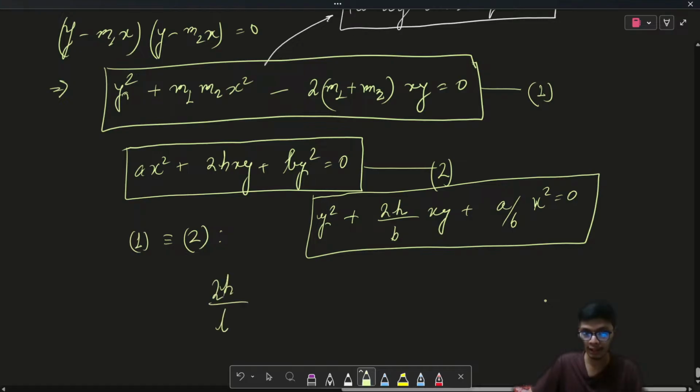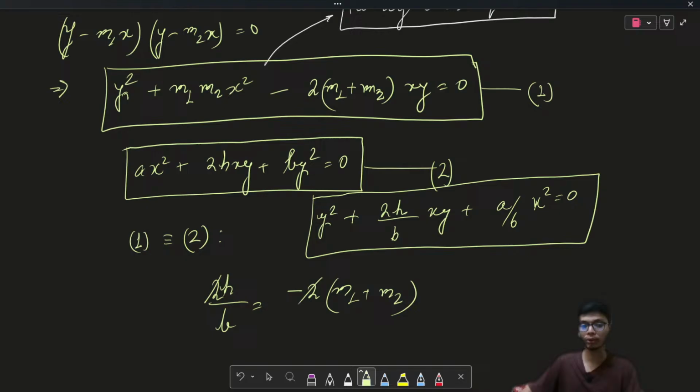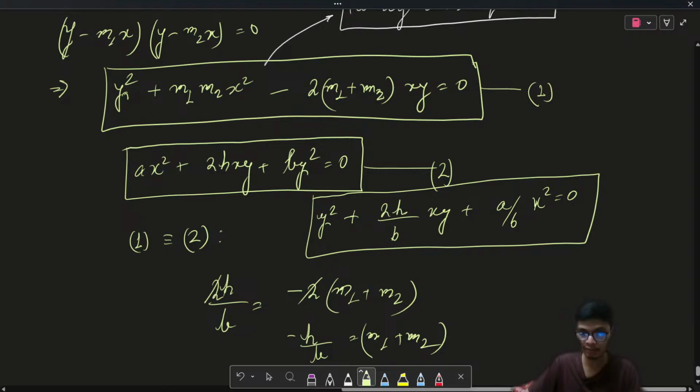my 2h upon b would be equal to minus 2 times of m1 plus m2, with a negative sign, right? So from here, the 2 and 2 will cancel out, and ultimately I will obtain the value of m1 plus m2 as minus of h upon b.